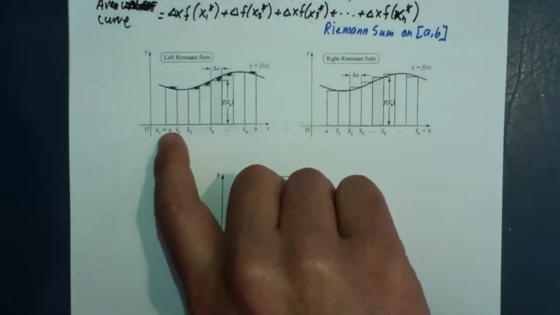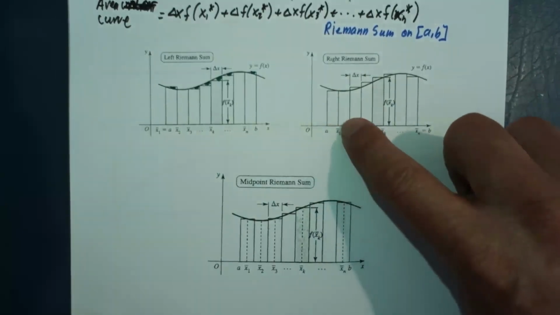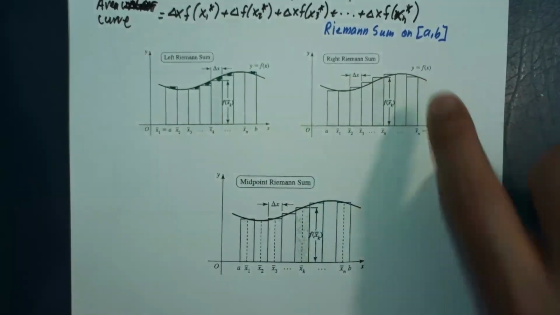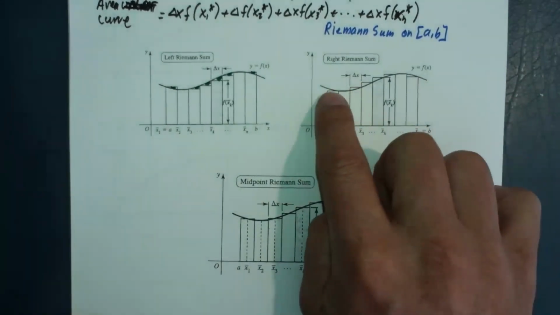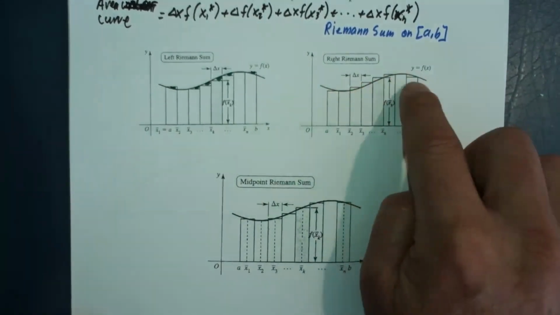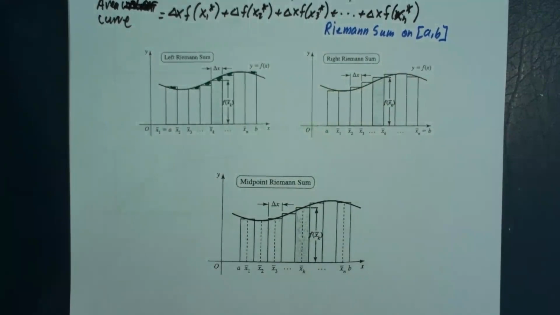So this one we start with a, this one we don't. We start with the x sub 1. And we go over here. And again, you see we have too little area, too much, too much, too much, too little. And we're going to run into these problems.